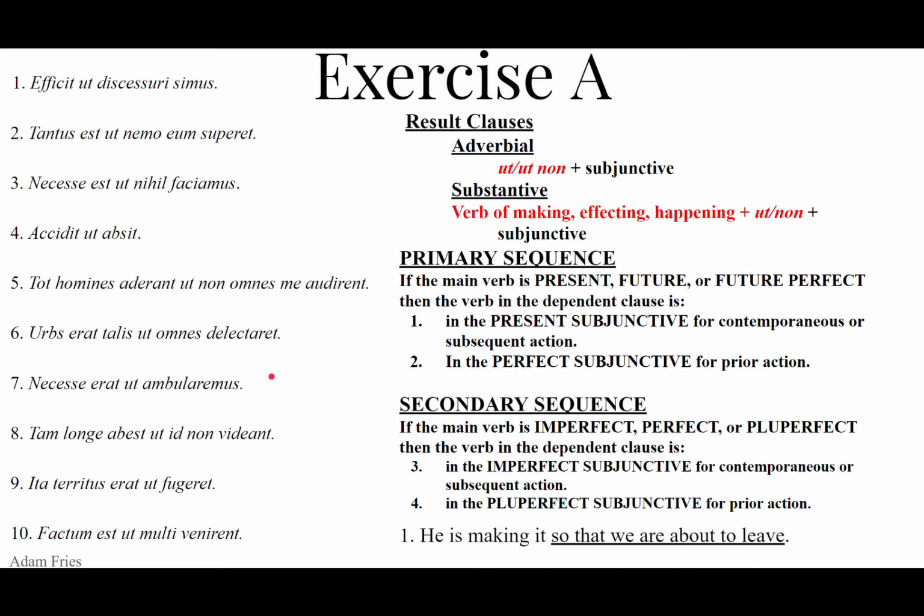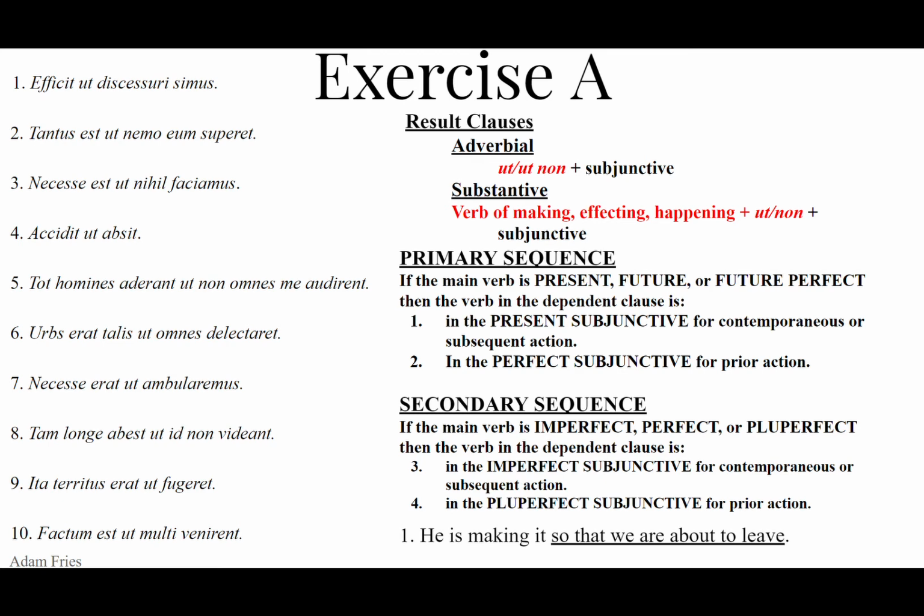Octava. Tam longe abest, ut id non videant. Tam longe abest. It is so far away. Tam, T-A-M, is an adverb that modifies adjectives and other adverbs. Tam longe. Longe is an adverb form of longus, long or distance. So longly, which we don't say, but we do say far off. Longe means far off, at a distance. So far off, so far away, abest. He is so far away.